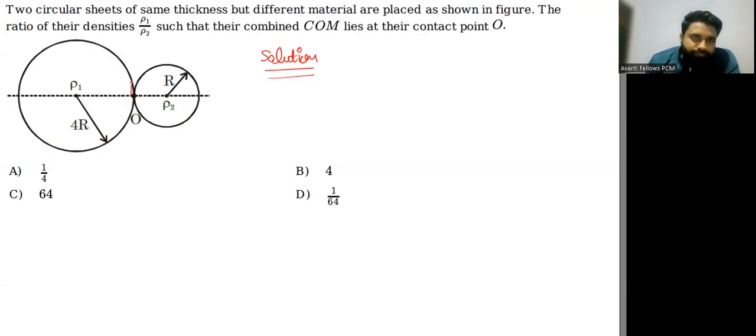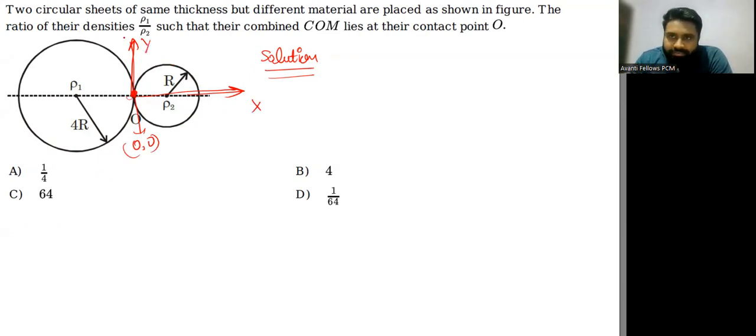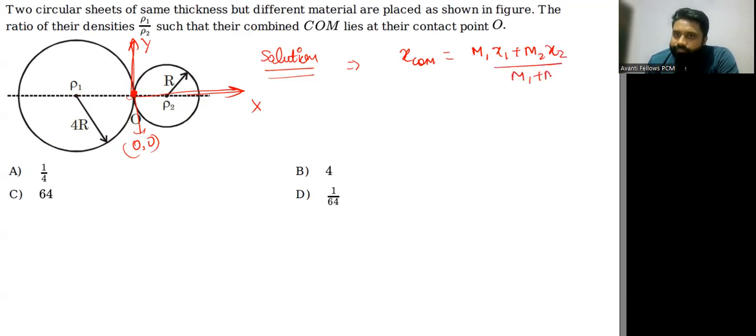So we have assumed that the center of mass lies at the point of contact. So this is the origin, which is (0, 0). This is the x-axis, this is the y-axis. Now the center of mass definitely lies on the x-axis because there is a uniform distribution of mass about the x-axis. Got it? Now, if you talk about the center of mass of this system, x center of mass is given by (m1 x1 + m2 x2) divided by (m1 + m2).